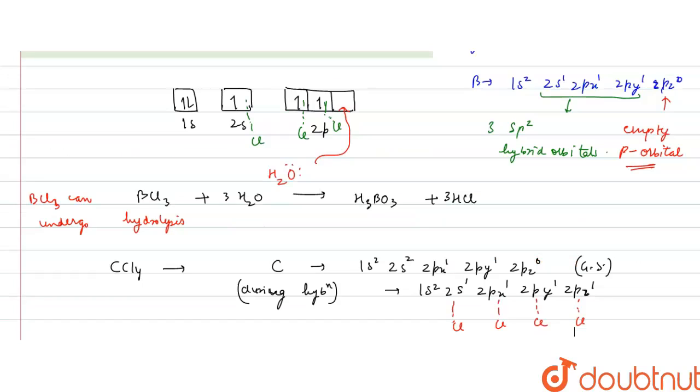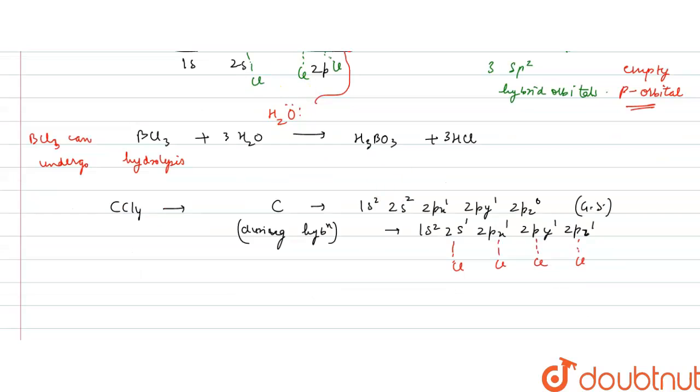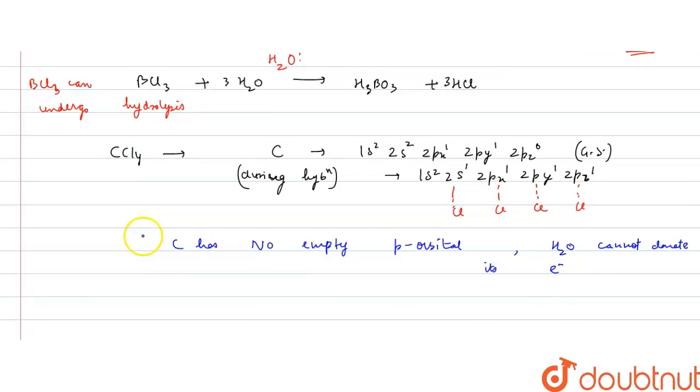Now it does not have any empty orbital. Carbon has no empty p orbital, so H2O cannot donate its electrons. Therefore, hydrolysis will not take place, because its octet is already complete.